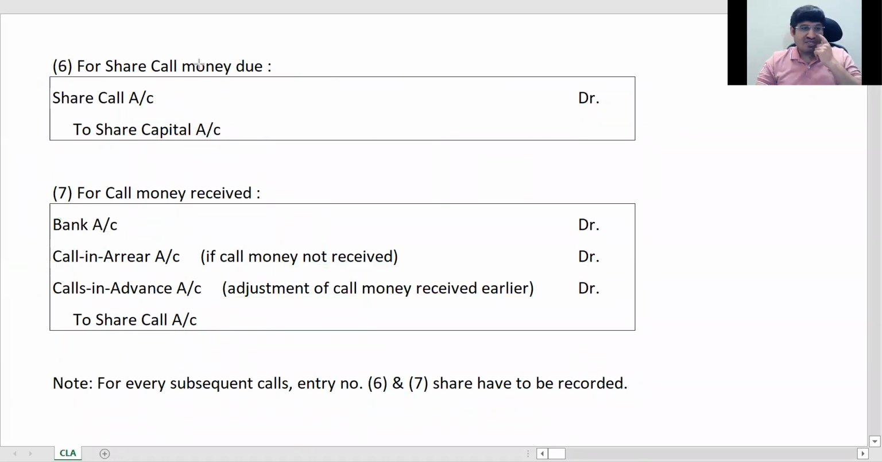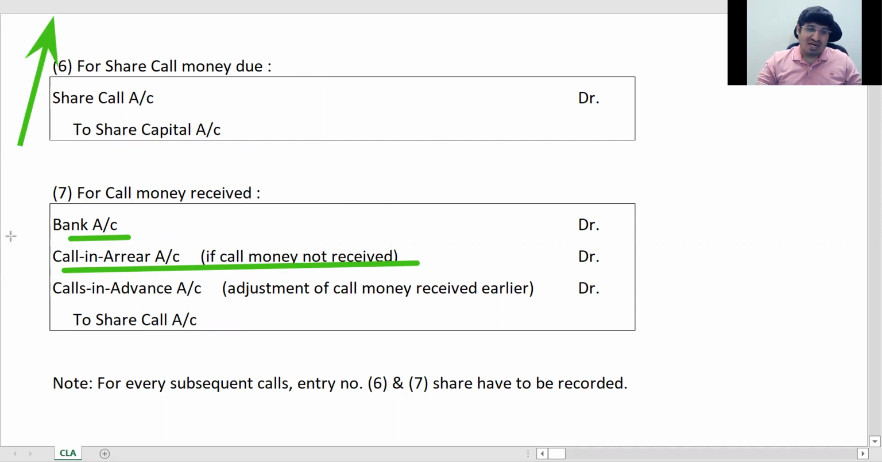So here share call account debited to share capital, same as allotment. And here for money received, bank account debited, calls in arrears which the person has not paid, and calls in advance. This is in the previous installment. If he had already paid in advance for calls, he will not pay now again, right? So your bank account will be a little less by that amount, and that amount will be shown in calls in advance. Then if you total all these three, the amount will equal your share call account credit balance.